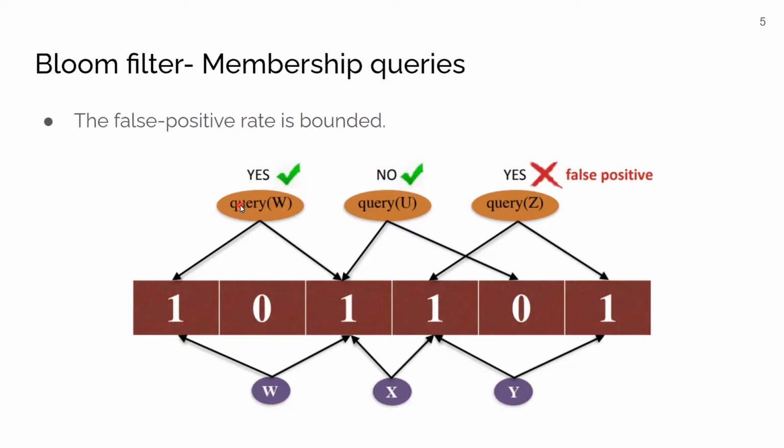Now, when we do the queries, if we try to query for w, we again get the positions from the hash functions. We check whether both the bits are set to 1. In this case, they are set to 1. When we try to query u, one position is set to 1, but the other one is set to 0, which means the element is not present. Similarly, when we try to query z, the two positions are already set to 1, so we return true. But in reality, this element was never inserted, which is why it is a false positive.